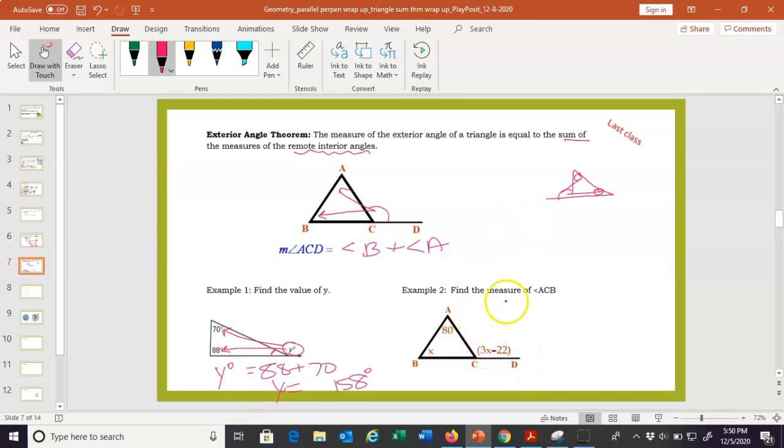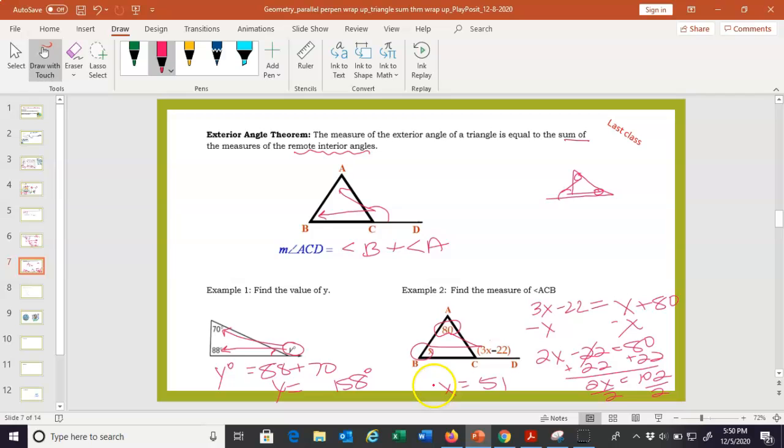Let's do example 2. So we're going to say the outside angle equals the 2 across from it added together. So x plus 80. Now we just solve for x. So let's get the x's together. We'll subtract x from both sides. You get 2x minus 22 equals 80. And then we'll keep combining like terms and add 22 to both sides. And then divide by 2. So x is 51. And this one says find the measure of ACB.